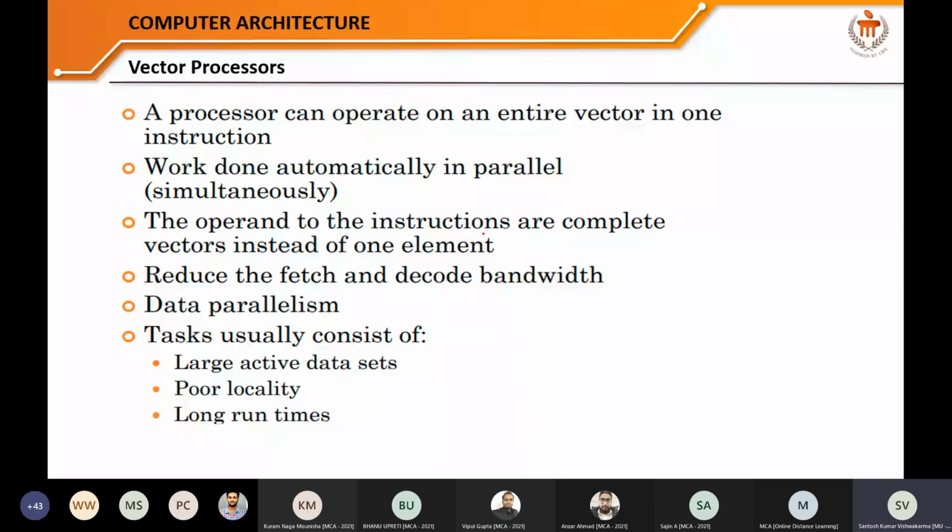So there are a few other points to understand and to consider. Then we can go through the structural part also. So a processor can operate on an entire vector in one instruction. So let us go through what we mean by vector over here.